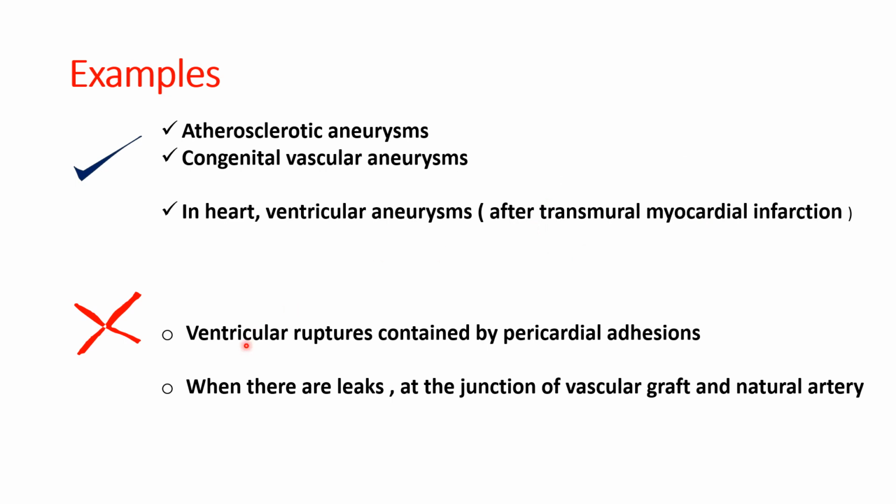Then what is an example of false aneurysm? It is mainly ventricular rupture, but it is contained by the pericardial adhesion, that is the layer which is formed outside the heart. So this blood accumulates outside the ventricle, but it is contained by the outer layer, that is the pericardial adhesion. And when there are leaks at the junction of vascular graft and natural artery, this is post-surgery, when vascular graft and natural artery are connecting at that junction, when there are leaks, the blood will accumulate outside the wall.